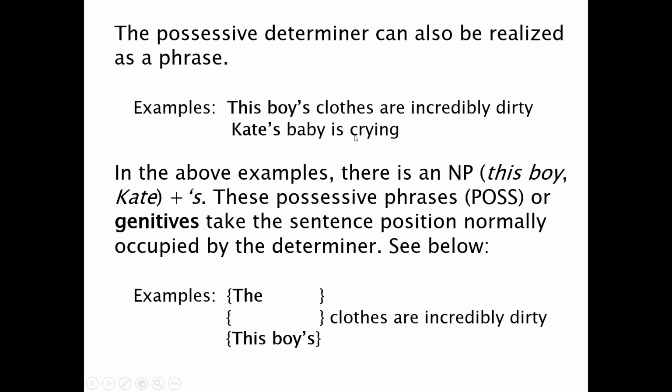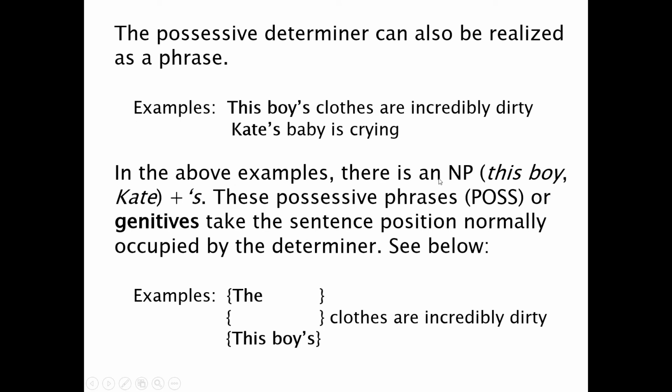So we can say Kate's baby is crying. So Kate's baby is crying. I would say the baby is crying or he's crying. But I cannot say Kate is crying because here we will have a different meaning. So that is the most important element in the noun phrase, which is the head noun. Here, okay, the word clothes is the head noun and it is the most important constituent.